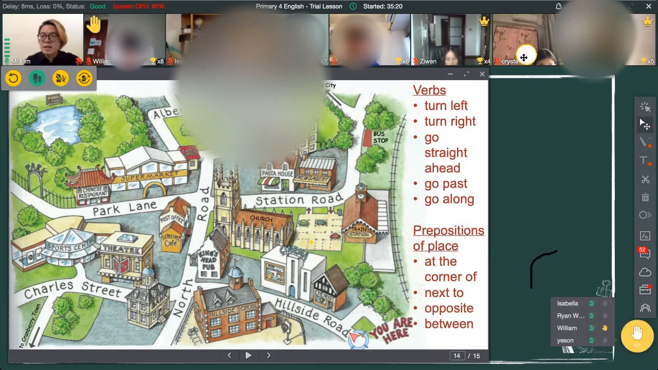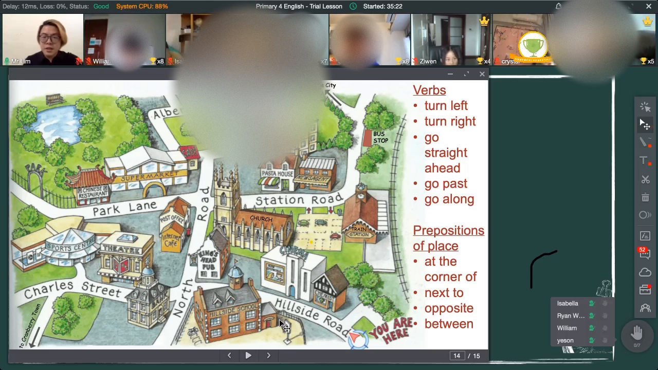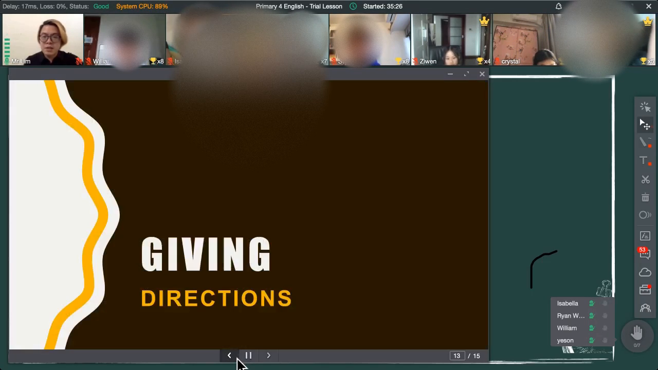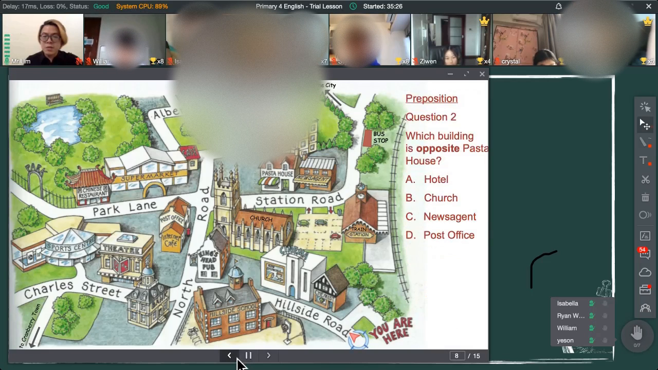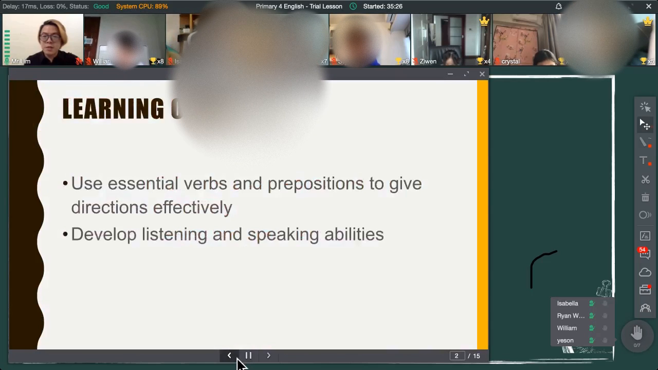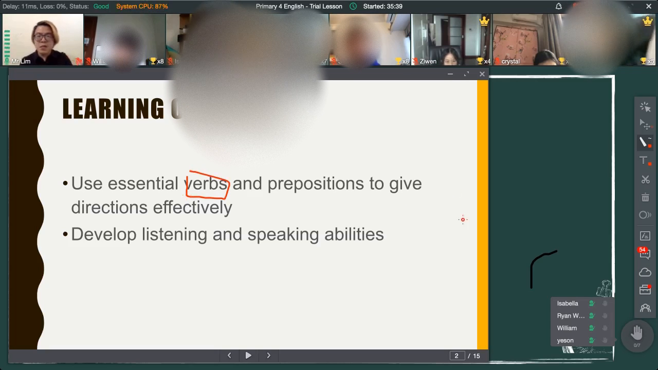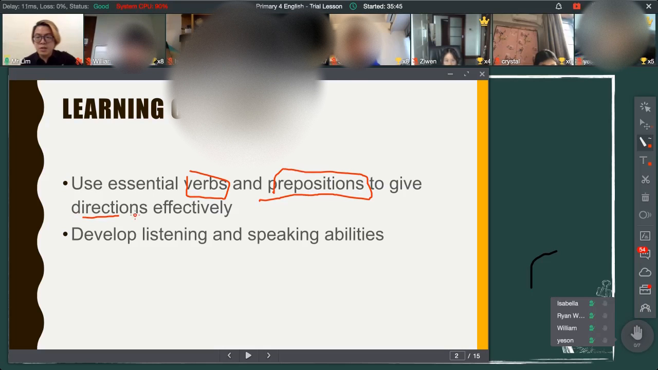All right, class. Okay, I think we have reached the end of the lesson. Very simply, today we have learned a few things. Okay, let us just go back very quickly. We have learned a few things other than all the games that we have played so far. Today we have learned to use verbs. And we have learned to use prepositions to give directions. Okay, and then we have also practiced our listening and speaking in giving directions.